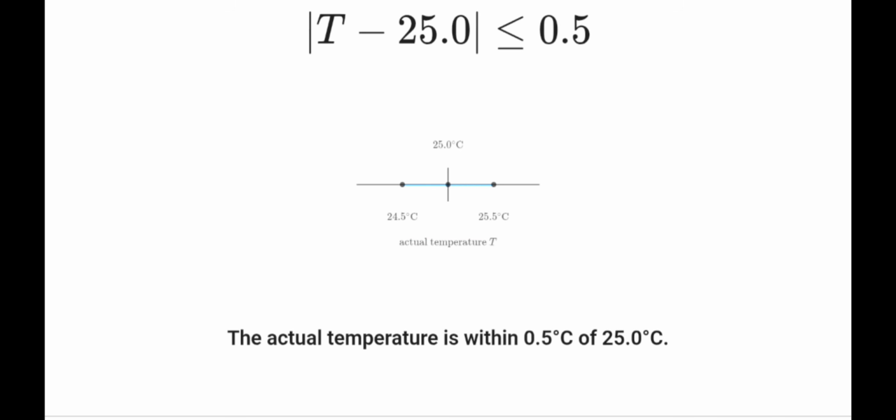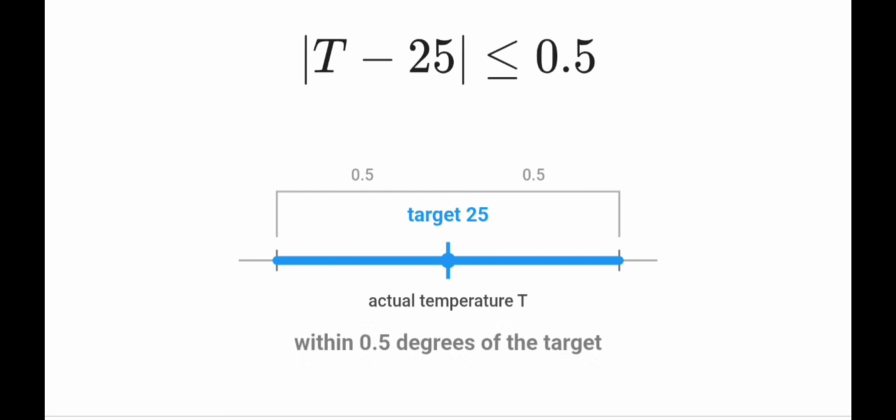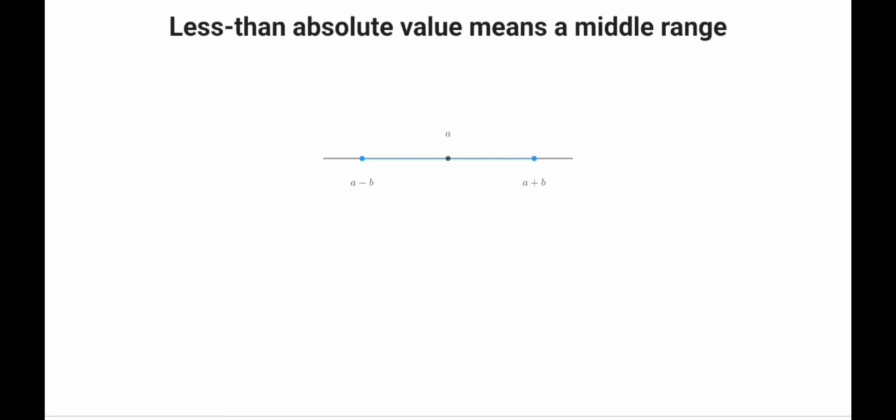A temperature is meant to be 25 degrees Celsius, but may be off by at most 0.5 degrees. The distance between the actual temperature and 25 is less than or equal to 0.5. That statement is written as the absolute value of T minus 25 is less than or equal to 0.5, and it means the actual temperature stays within 0.5 degrees of the target.